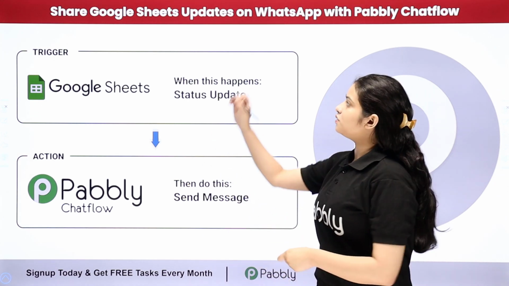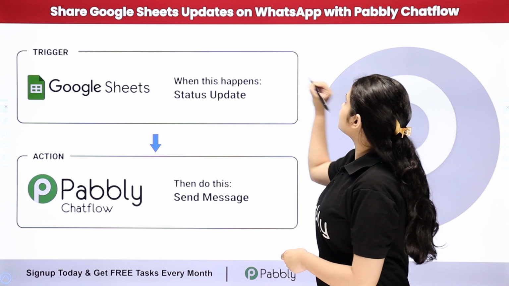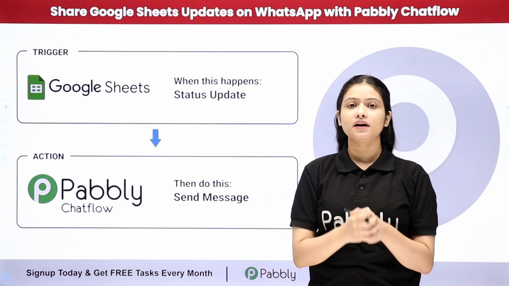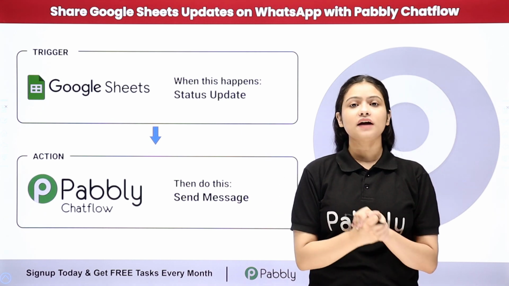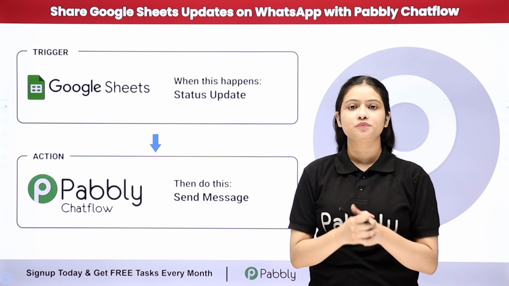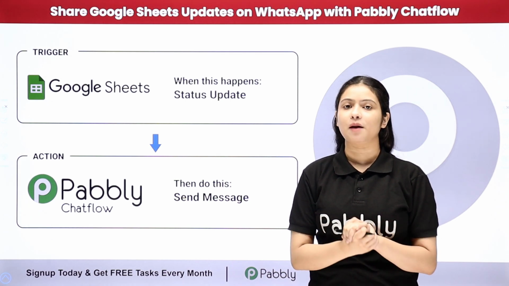In this video, we are going to learn how to share Google Sheets updates on WhatsApp with Pabbly Chatflow. So I'm receiving new customer orders that are added in my Google Sheets. I want that as soon as the status of any of the orders is changed, automatically a WhatsApp message should be sent to my customers with the help of Pabbly Chatflow.